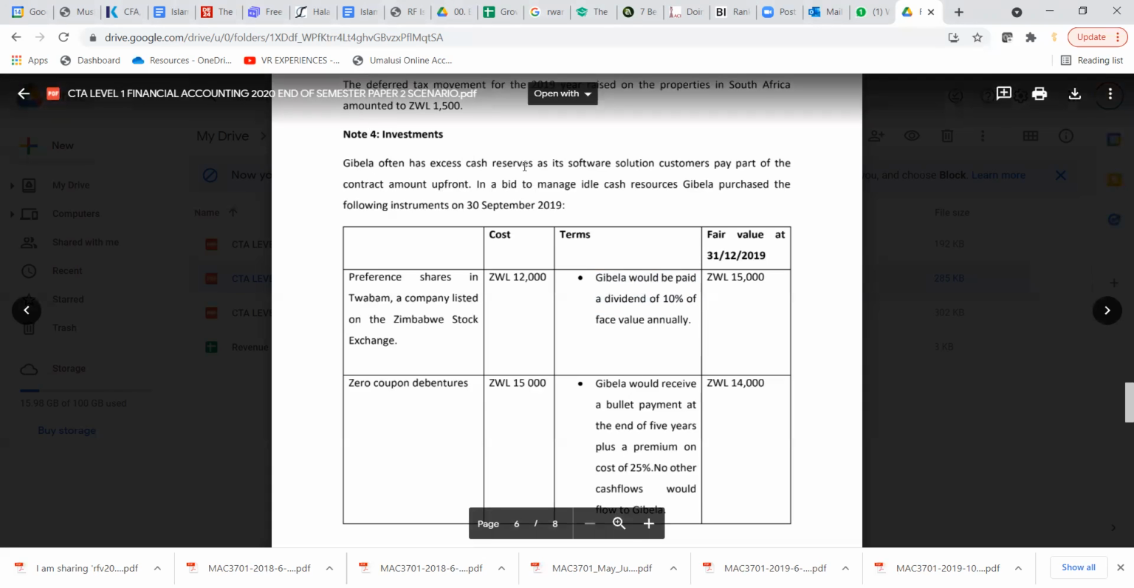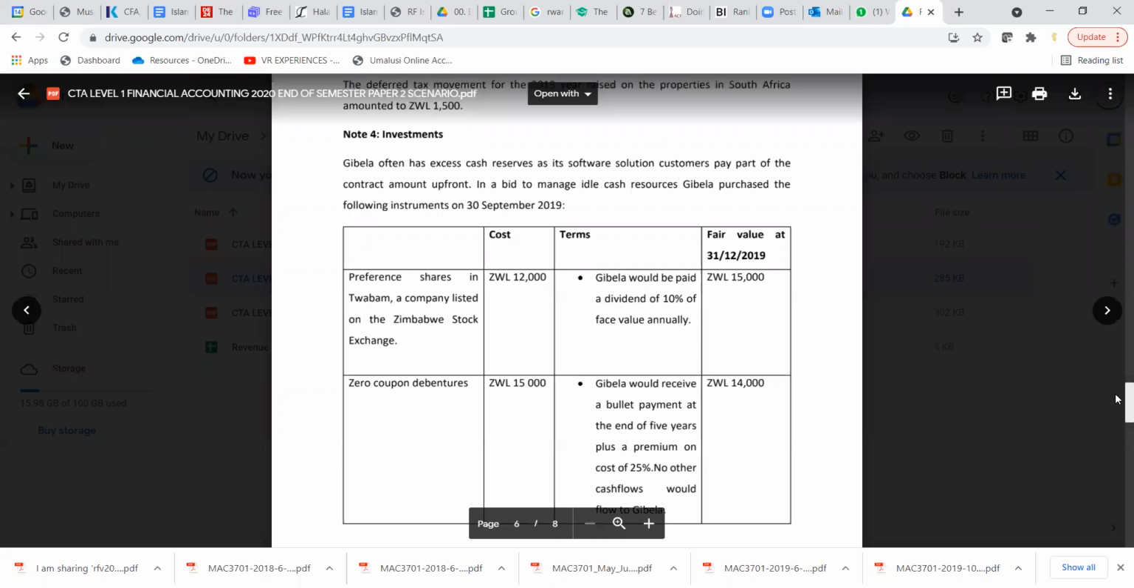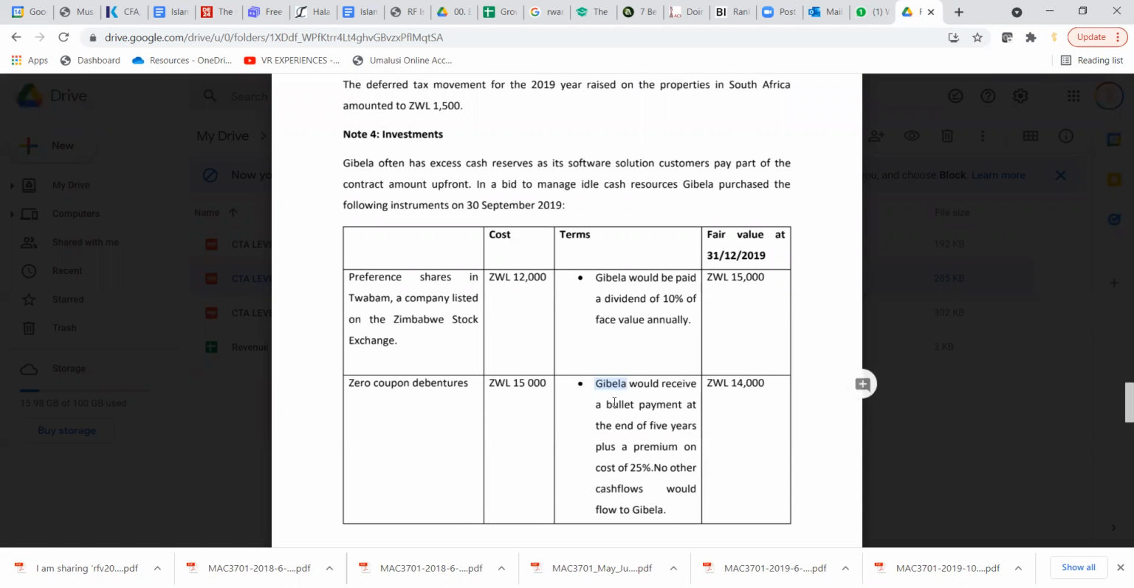Okay, so we'll have a look at that now. Then we have zero coupons. Here they say Gibela would receive a bullet payment at the end of 5 years plus a premium. No other cash flows would flow to Gibela. So you can see this one at this point in time is most likely amortized cost because it's a debt instrument.